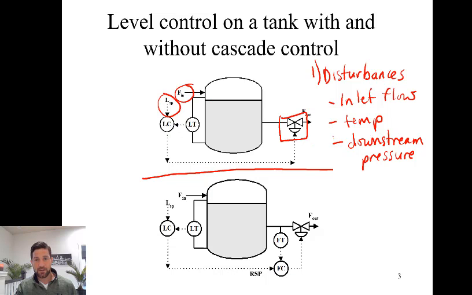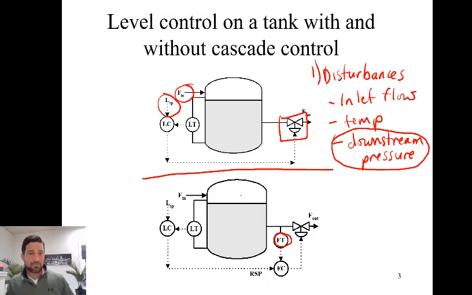So the disturbance that we care about in this case is going to be the downstream pressure, right? So if the downstream pressure changes, it's going to cause the flow to change, which is going to cause the level to change, right? So that's the point of the cascade scheme shown here on this plot. Okay, so the way cascade works is that we're going to measure the flow through this valve.